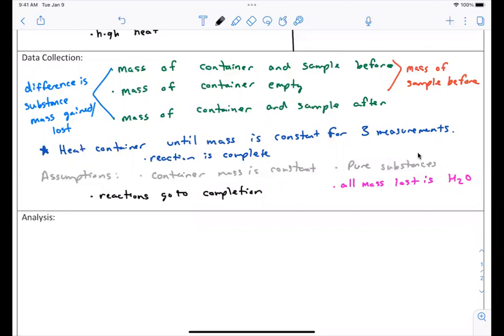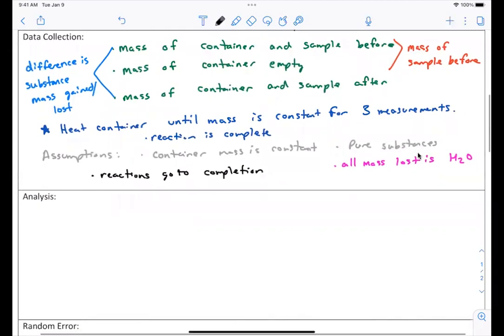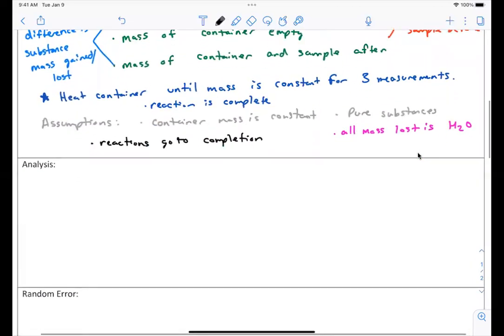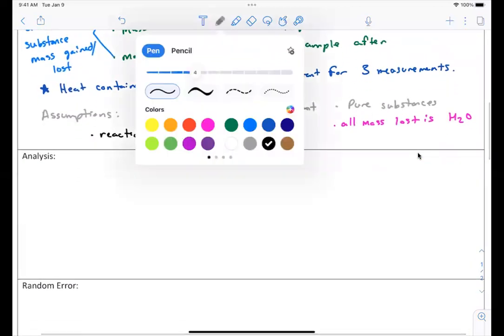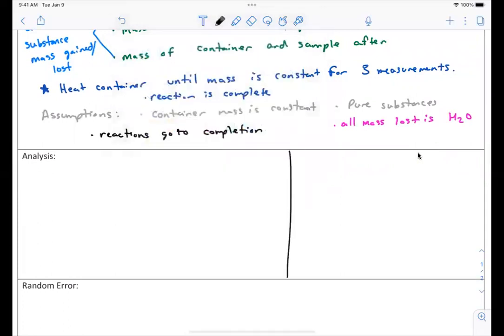I am going to go over the calculations here, but it's not super important for this. Okay. Now, analysis. I'm going to split this up into 2 as well because the calculations are pretty much the same, but I'm going to label them a little bit differently. So that's what I'm going to say here.